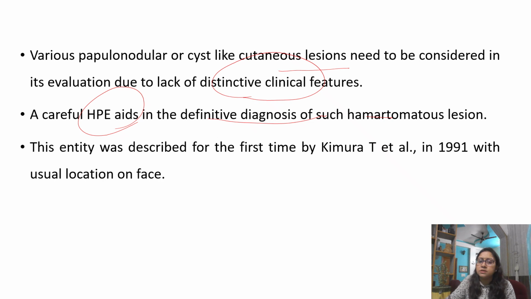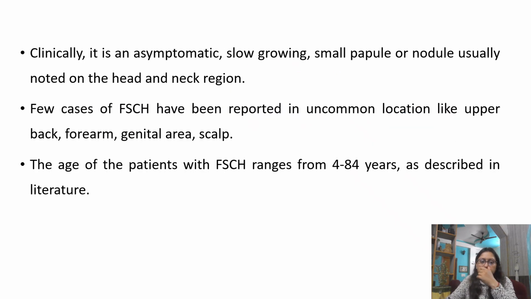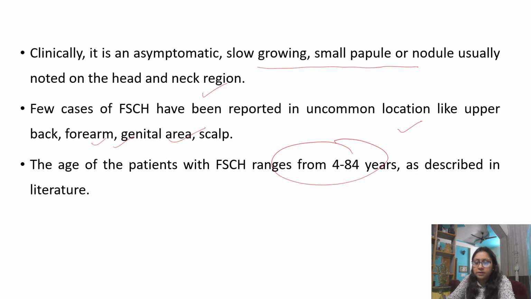This entity was described for the first time by Kimura T et al. in 1991, with usual location on the face. It's an asymptomatic, slow-growing small papule or nodule which is usually noted in the head and neck region. Few rare cases have also been reported on the upper back, forearm, genital areas and scalp. The age of the patient can vary from 4 to 84. Our patient was an 80-year-old male.